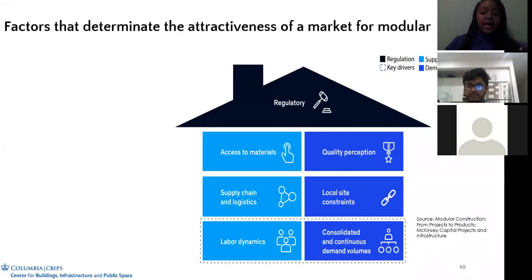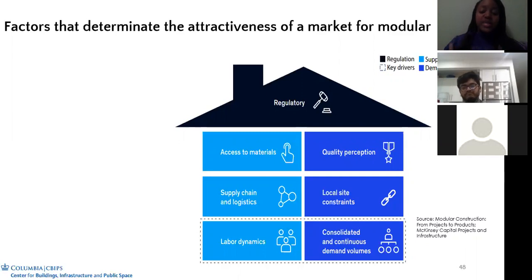Next thing is supply chain and logistics. So where you are can determine how quickly you get the modules, how fast you can get them, and what cost you can get them at. Another thing is quality perception. Some people might think modular is not as high quality as conventional methods. The next thing is access to the proper materials, and finally, regulation.